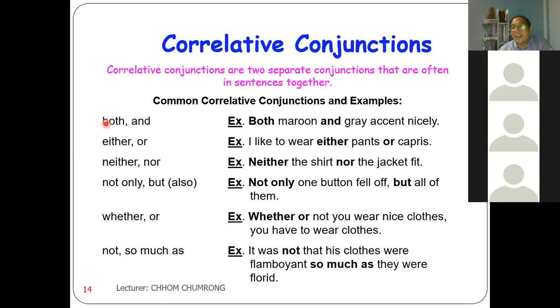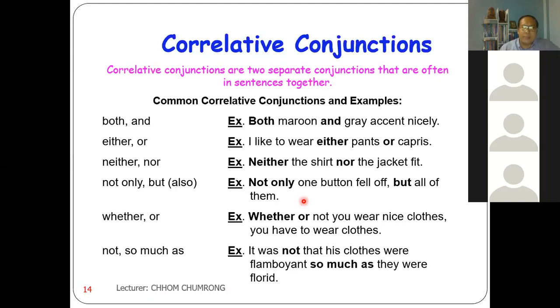Or another way we can call them what? Pair conjunction, okay? Like both maroon and gray. And remember, when we use this pair conjunction or correlative, you must follow parallel structure, right? Parallel structure. Because when we use FANBOYS or when we use a pair conjunction, we must follow parallel structure. So what is parallel structure? The same structure: noun with the same noun, verb with the same verb, adjective with the same adjective, adverb with the same adverb. Okay. This is called parallel structure.